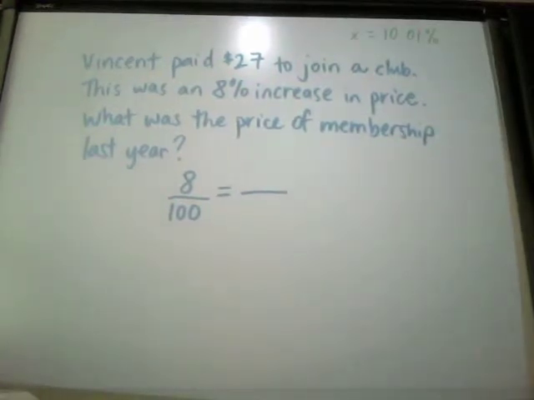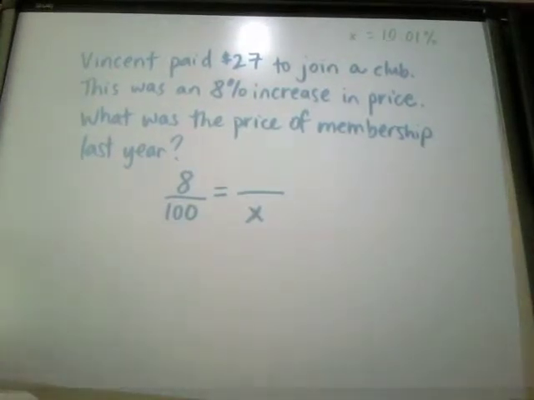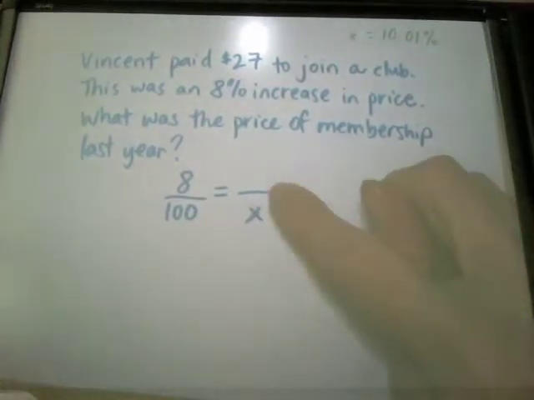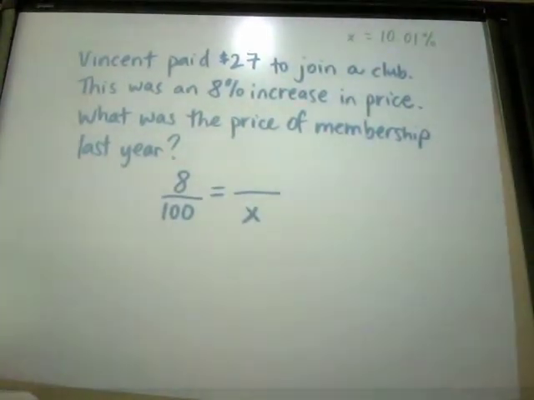Do I know the original price? No. Original was last year. Original is always what it starts at. So last year's price. Now, here's what we need to do. I can't just put another variable here. I don't know the amount of change, but I can't use another letter. I need to use the X. So let's think about this.